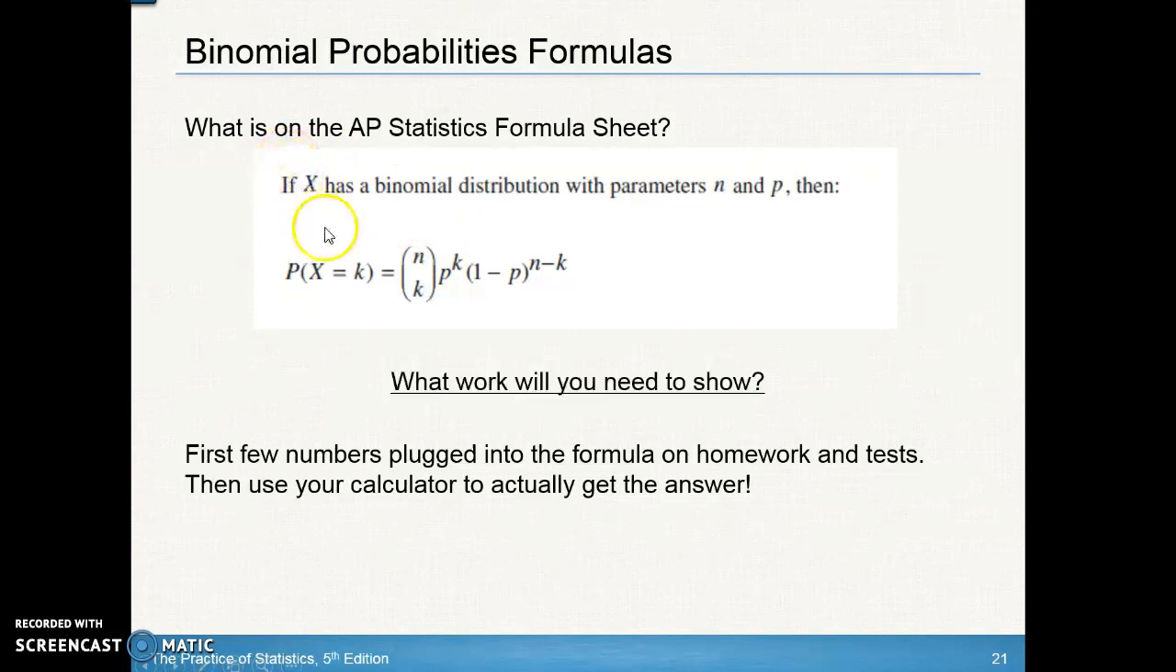All right, so what's on the AP Statistics formula sheet? This is the formula that will be on the formula sheet. Just make sure you show the first few numbers plugged into the formula.